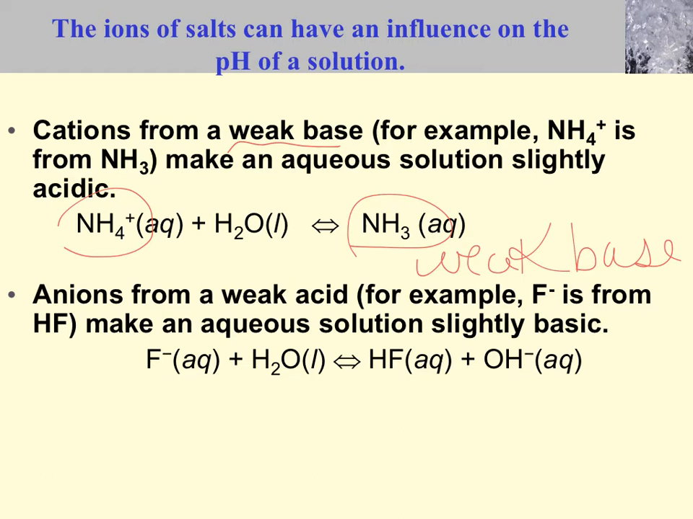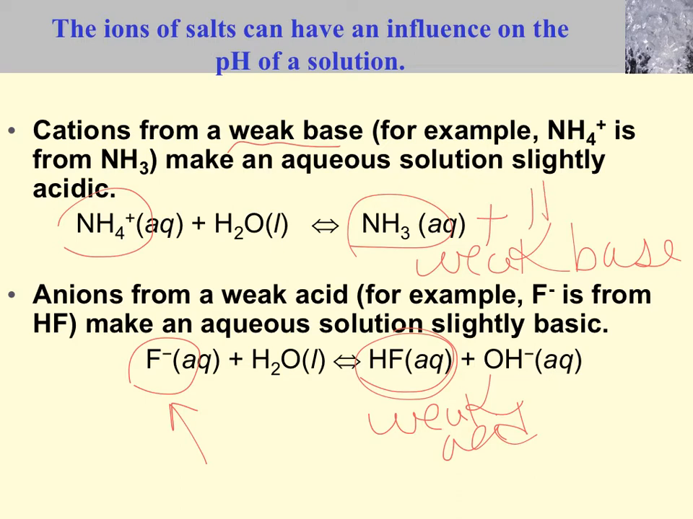If you have an anion from a weak acid, so if you're asking yourself what is the acid that fluoride ion could come from, it'd be hydrofluoric acid. That is a weak acid. So if an anion comes from a weak acid, it will make the solution slightly basic. I just realized I did not balance my reaction on top, did I? There we go. All right, and you can see that because the byproduct of each of them is either an OH or a hydronium ion.